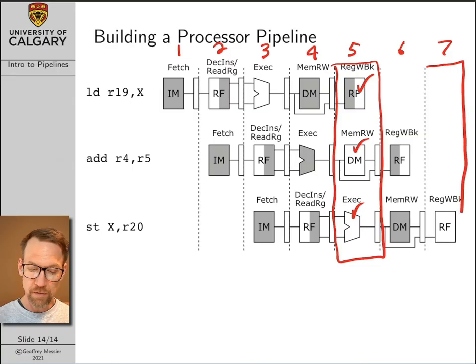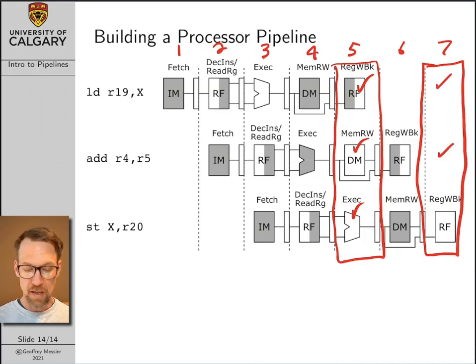At clock cycle 7, we can see that load is already finished executing, add is finished executing, and store is at the register write back stage.